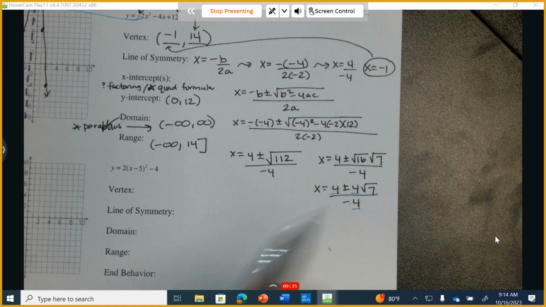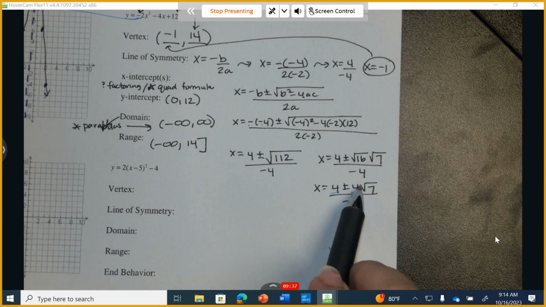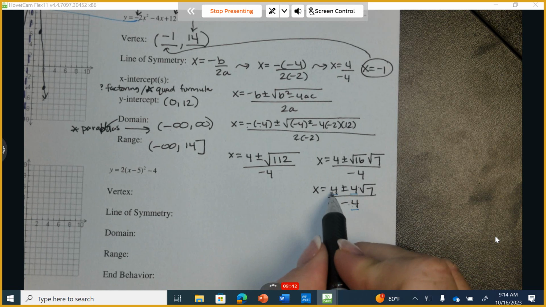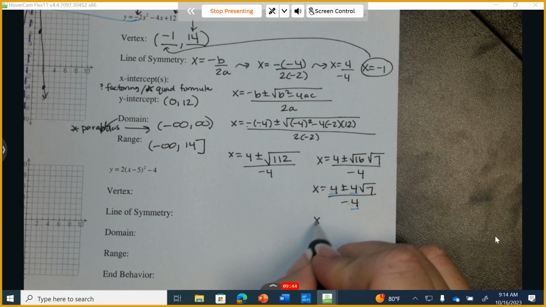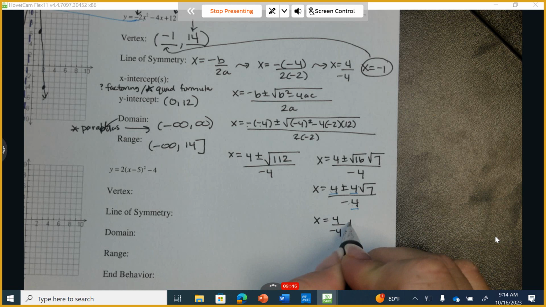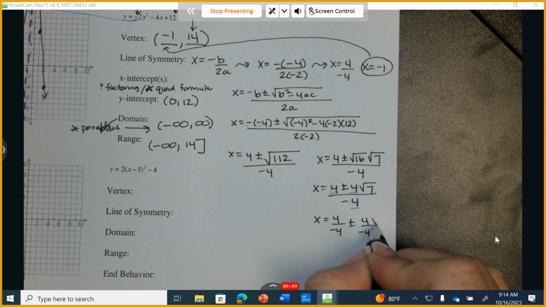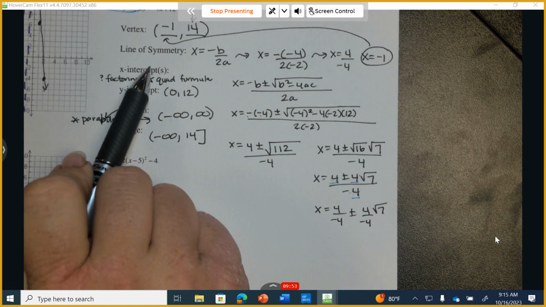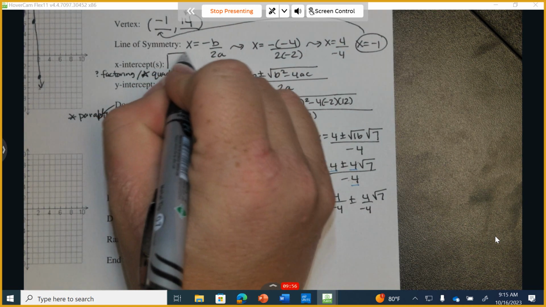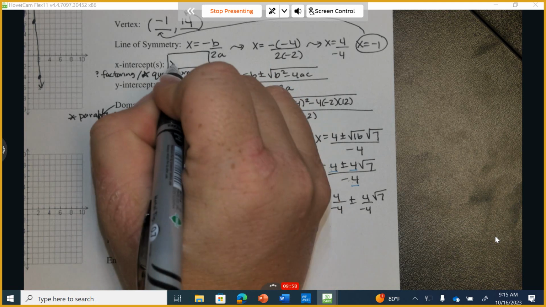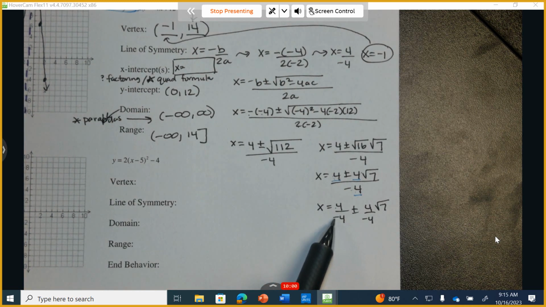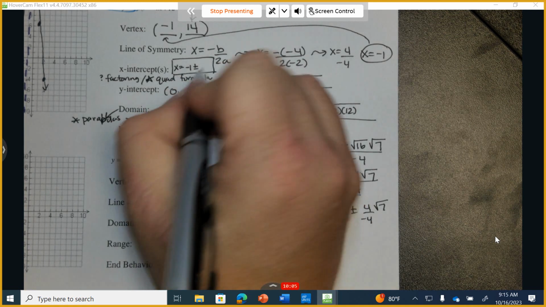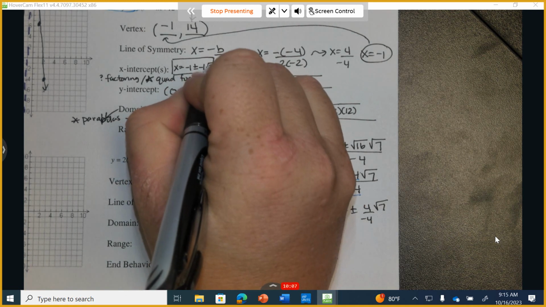So each one of these is divisible by 4. I'm going to divide each one of these by 4, and we could go like this. We could separate it and go 4 over negative 4, 4 over negative 4, and square root of 7. That's one way we could do this. So when I write down the x-intercepts, these are the exact answers. 4 divided by negative 4 is negative 1. 4 divided by negative 4 is negative 1 again, and then we have the square root of 7.